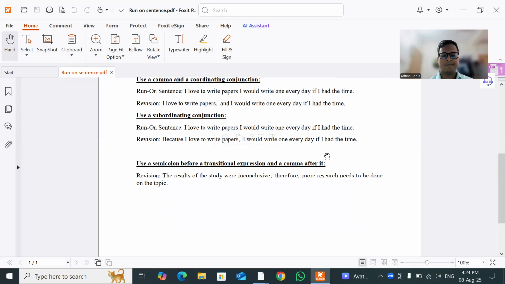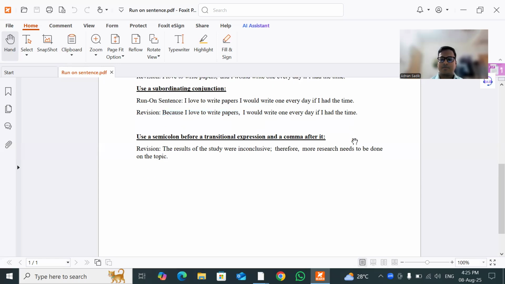Next, we use a subordinating conjunction. I love to write papers, comma. I would. So, okay, there is a mistake here. Actually, I have to put the conjunction first: because I love to write papers, comma, I would write every day if I had time, and full stop.